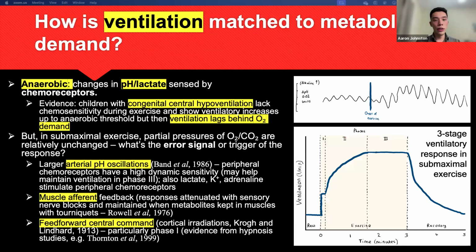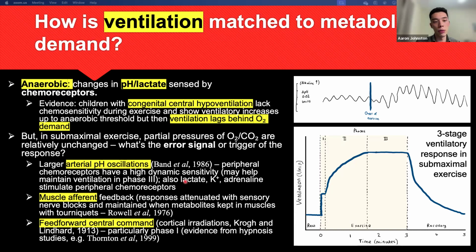So those are the error signals. So we need to increase our cardiovascular and ventilatory response in the context of exercise. How is this matched? What are the error signals that tell our central centers that we need to basically breathe, or our heart needs to work harder? So thinking first about ventilation, there are a few different theories. For example, changes in pH or lactate sensed by chemoreceptors is proposed to be a major mechanism by which ventilation is matched to metabolic demand.